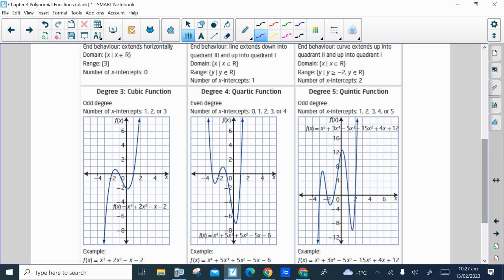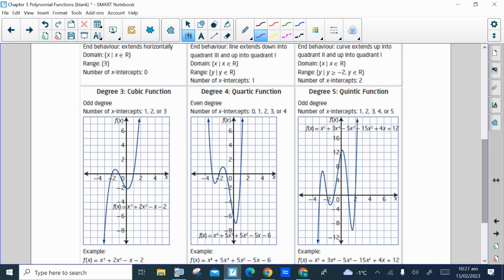Both of them have an even degree. A quadratic is a degree 2, a quartic is a degree 4. They're both even. When a quadratic has a positive initial term coefficient, it opens up. When the initial term coefficient is negative, it opens down. Same thing with fourth degree polynomials. In this example, the initial term coefficient is positive 1, so it rises to the left, rises to the right, just like a quadratic with a positive initial term coefficient.